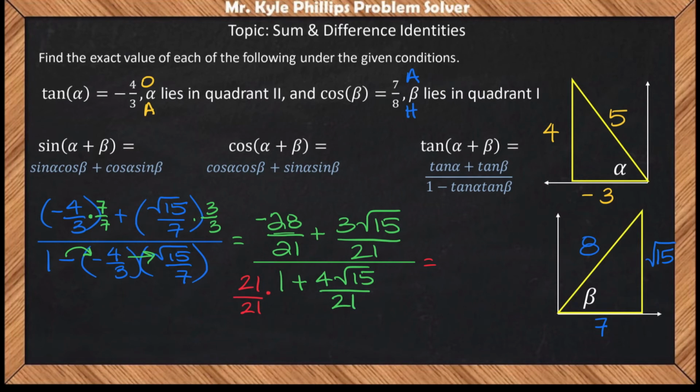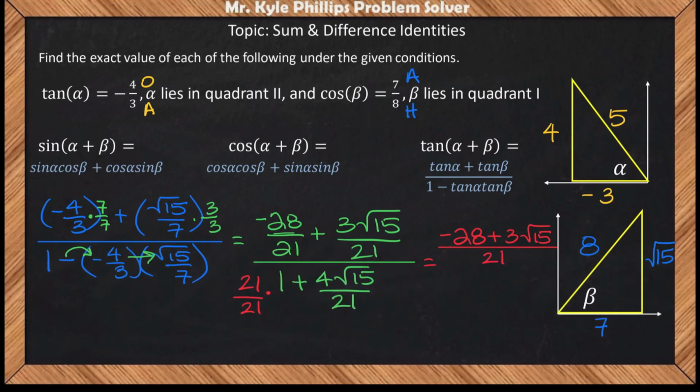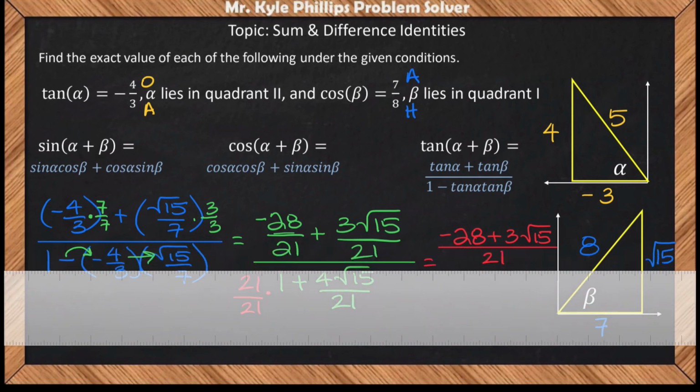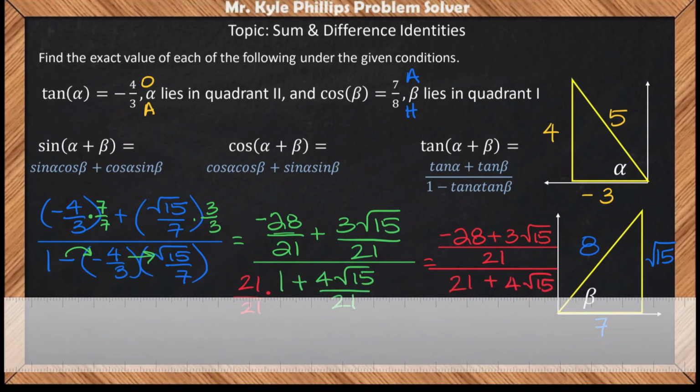So in our numerator now, we can write this as one fraction. This is going to be negative 28 plus 3 root 15, and this will all be over 21. This will be divided by 21 plus 4 root 15, and that will all be over 21 as well.